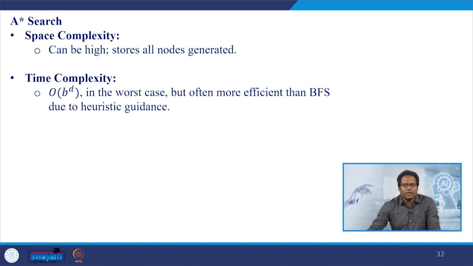And coming to the space and time complexities, the space complexity is very high because it stores all the nodes generated, and the time complexity is given by O of B power D in the worst case, but often more efficient than the breadth first search approach due to heuristic guidance. Heuristic guidance makes this A star search algorithm effective as compared to the two other search approaches.